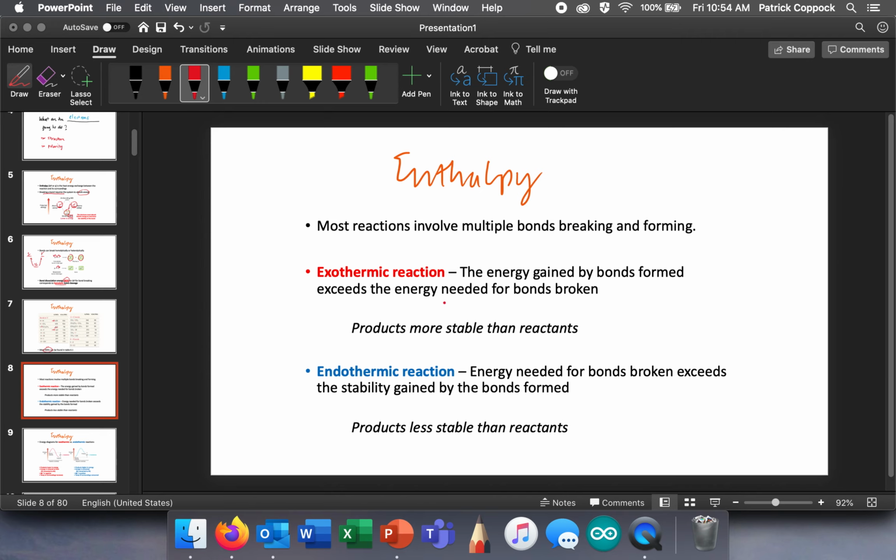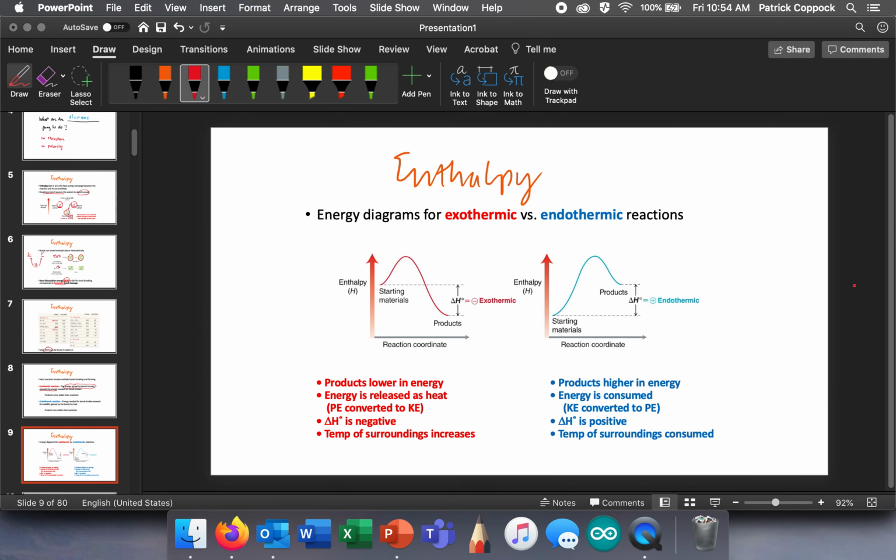Okay, so an exothermic reaction is going to be when the energy gained by the bonds formed is greater than the energy needed for the bonds broken, right? So in other words, exothermic is going to be lower in energy, and so we're going to get heat out of it, and that's what exothermic means, heat out of it, right? So the energy gained by the bonds formed exceeds the energy needed for the bonds to be broken, and endothermic is just the opposite. Let's look at the energy diagrams for these.